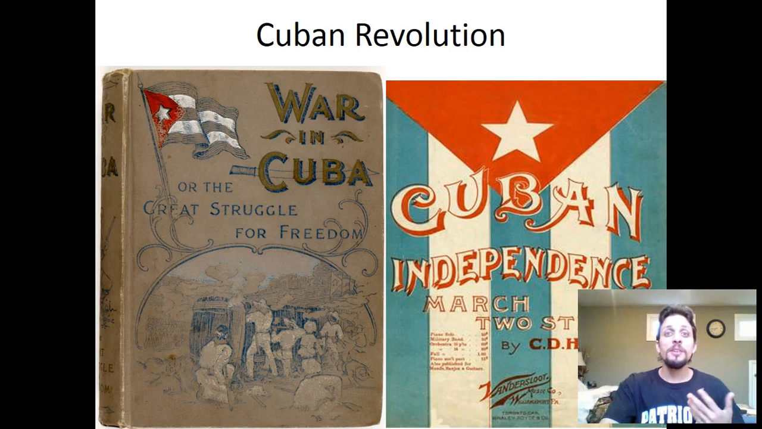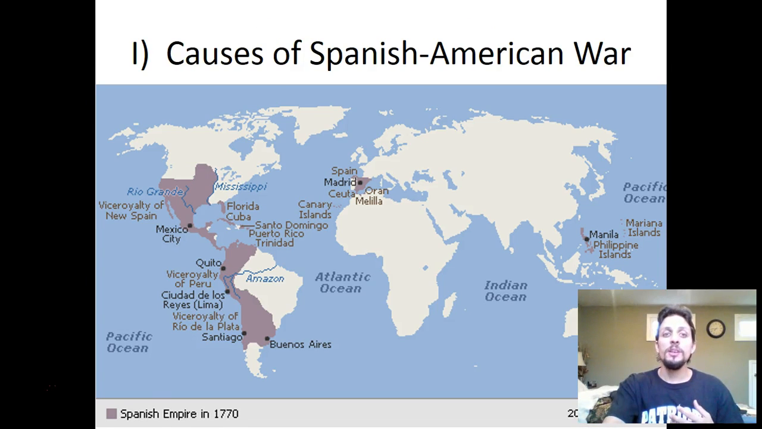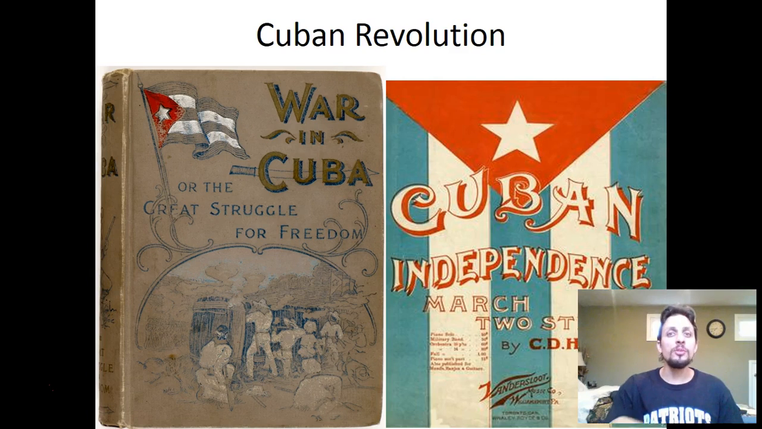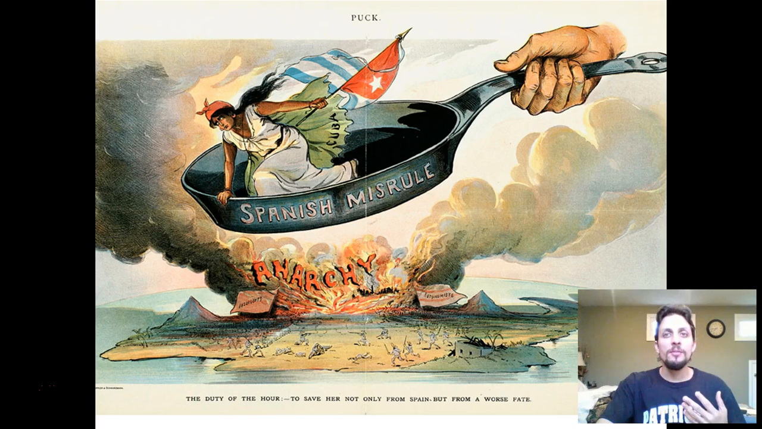Now, why is this significant to Americans? The first thing you have to understand is Cuba is only 90 miles off the coast of Florida. So it's close. It's a very close country. So Americans really have an eye on it. And Cuba's going to come up again in American history when the Cuban Missile Crisis happens. It's so close to America that whatever happens there is of vital importance to national security and to America in general.